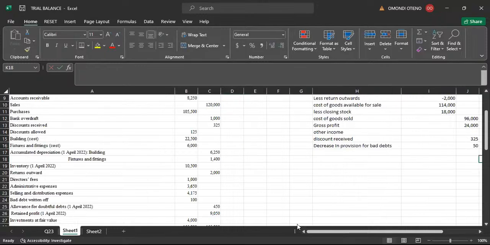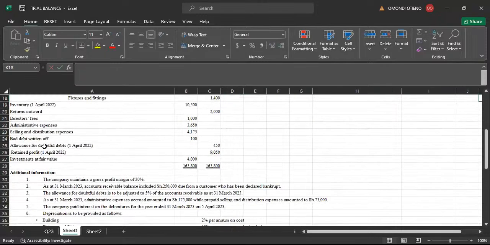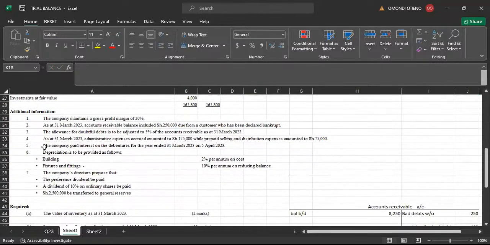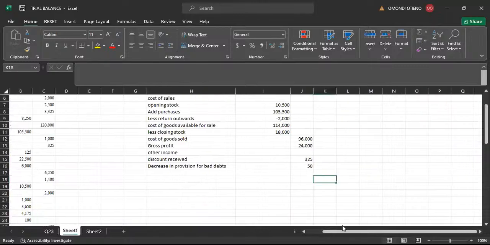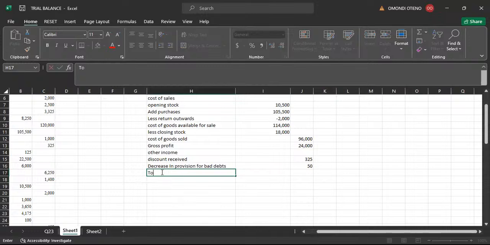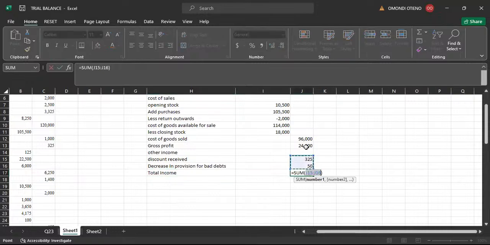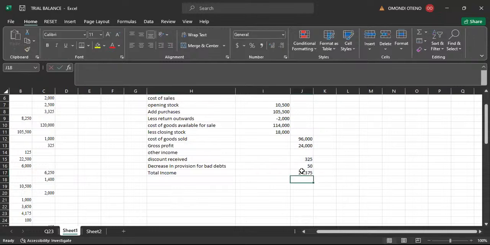Do we have any other income? Any other income item? I think there are only those ones, but maybe if there is any, we are going to see them as we move forward. So total income. Total income will now be the gross profit plus other income. That is our total income.